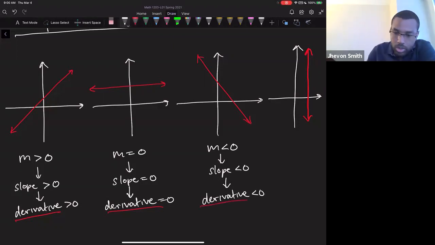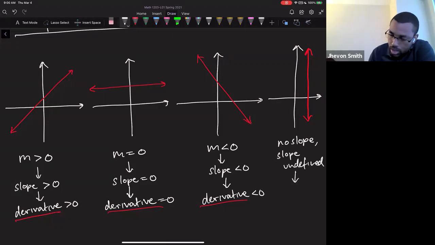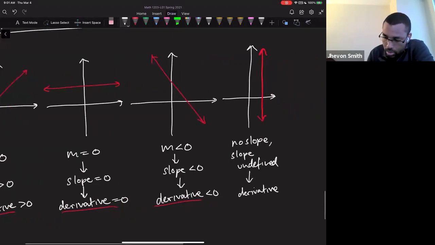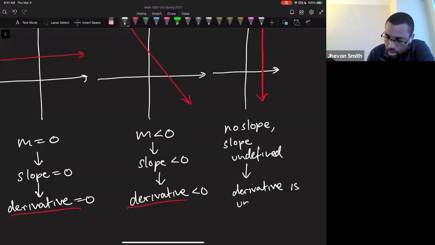Of course, we're going to make some generalizations on this. What about the last one? This one has no slope, or the slope is undefined, which means the derivative is undefined.